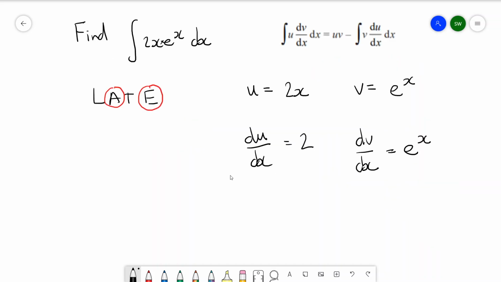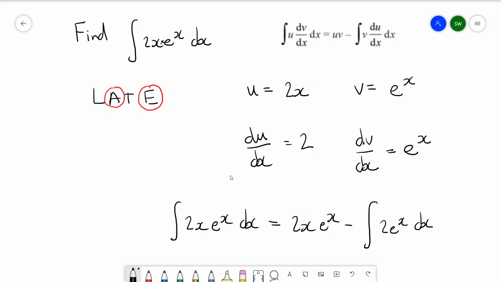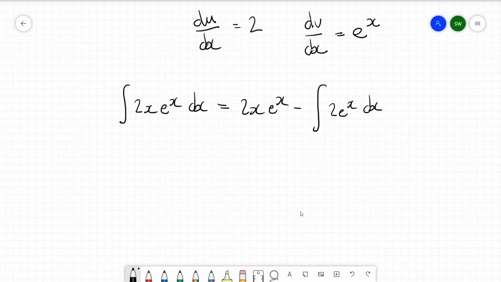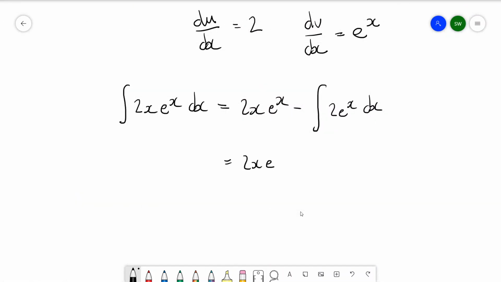If we use this formula on this integral here, the left-hand side is the integral of 2x e to the x, which is what we're trying to find. It equals u times v, so 2x e to the x, minus the integral of v du by dx, so 2 e to the x. We can work out what this integral is now. We can just use standard results. The integral of this is just going to be 2 e to the x, because e to the x integrates to e to the x, and then plus c.